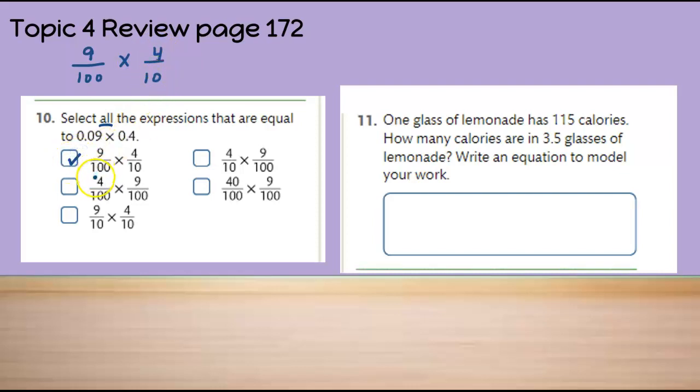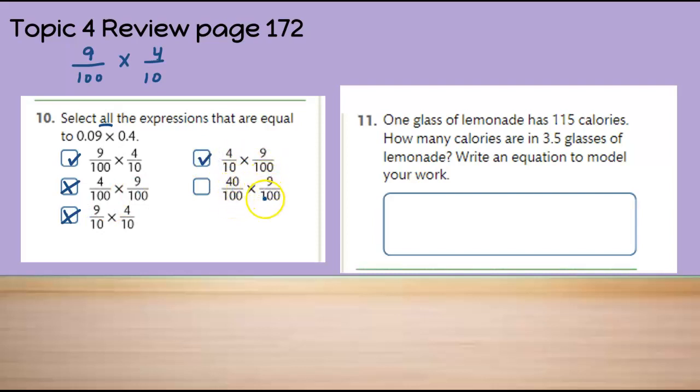Well, let's start off by which one matches this. This one does. Does this one match? 4 over 100 and 9 over 100? It does not, so that one can't be. 9 over 10 and 4 over 10, does that match? It does not, so that one can't be it. 4/10ths, 9 over 100, this one matches.